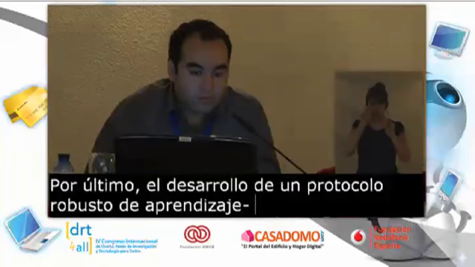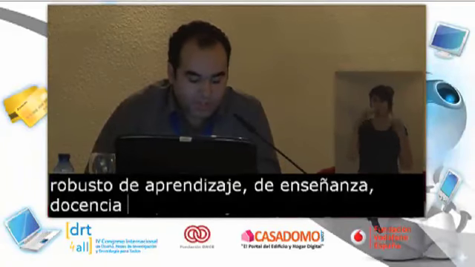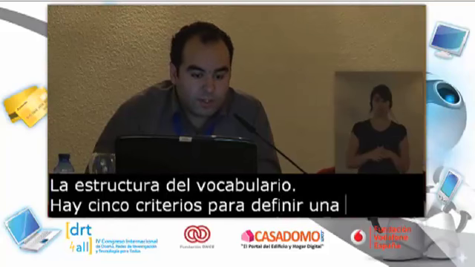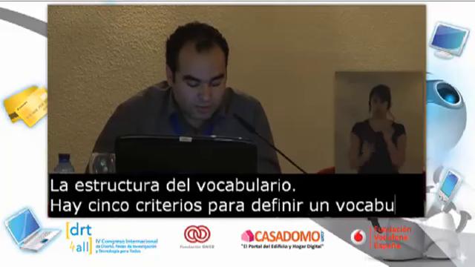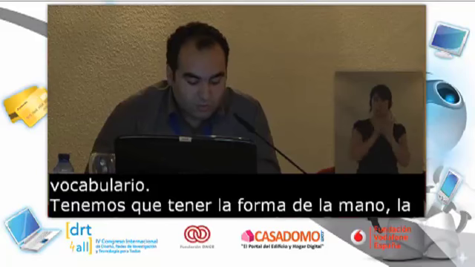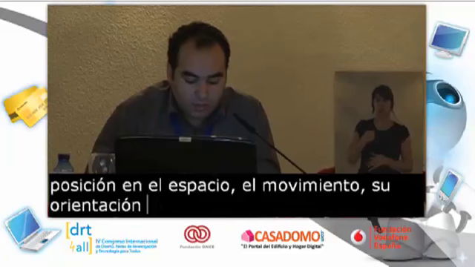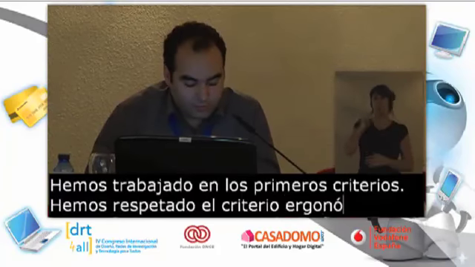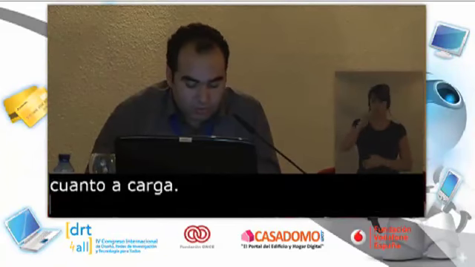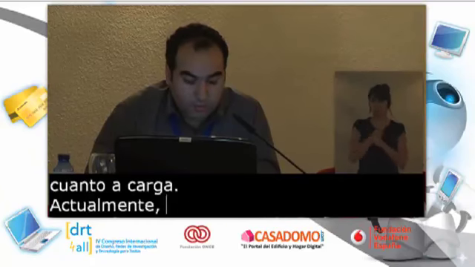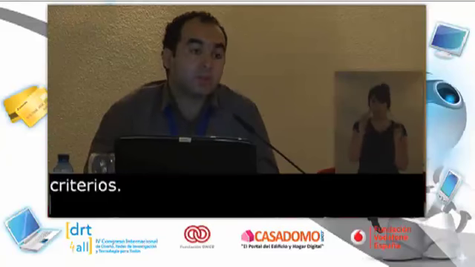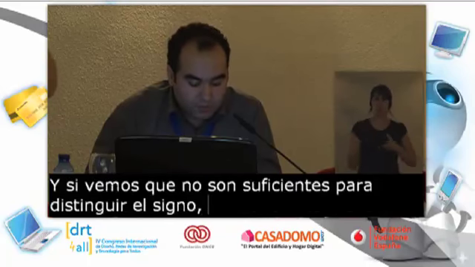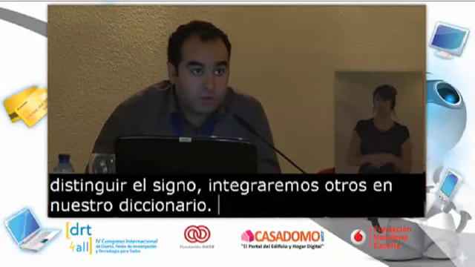The structure of the vocabulary. There are 5 criteria to define a sign. We have the hand shape, the position in space, the movement, the hand orientation, and the facial expression. In this research, we focused our work on the first 3 criteria to respect the ergonomic criteria of Bastien and Scapin concerning workload. For the moment, we are working on these 3 criteria, and if we find they are not sufficient to distinguish the signs, we will integrate the others. The subject is to find a sign with the minimum of elements.